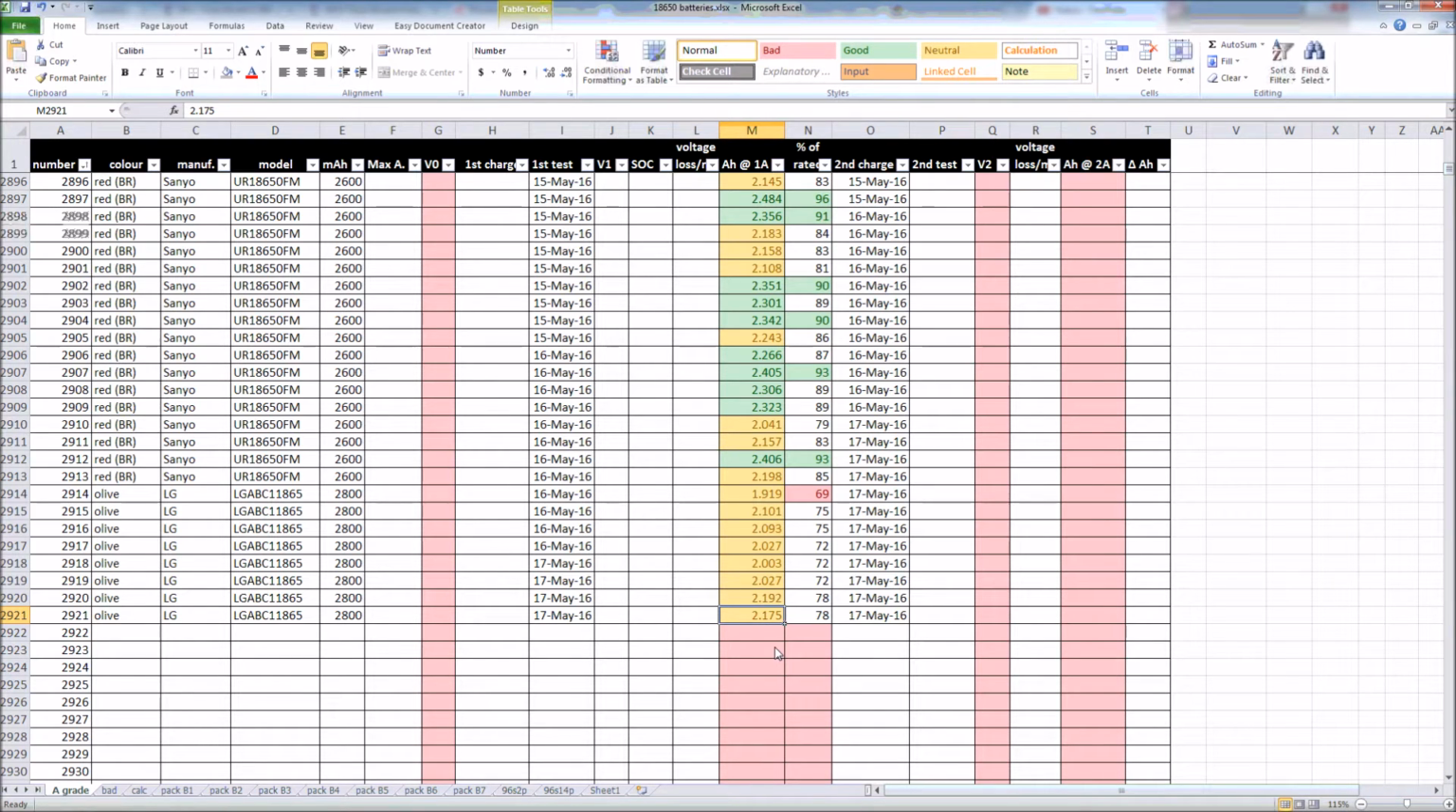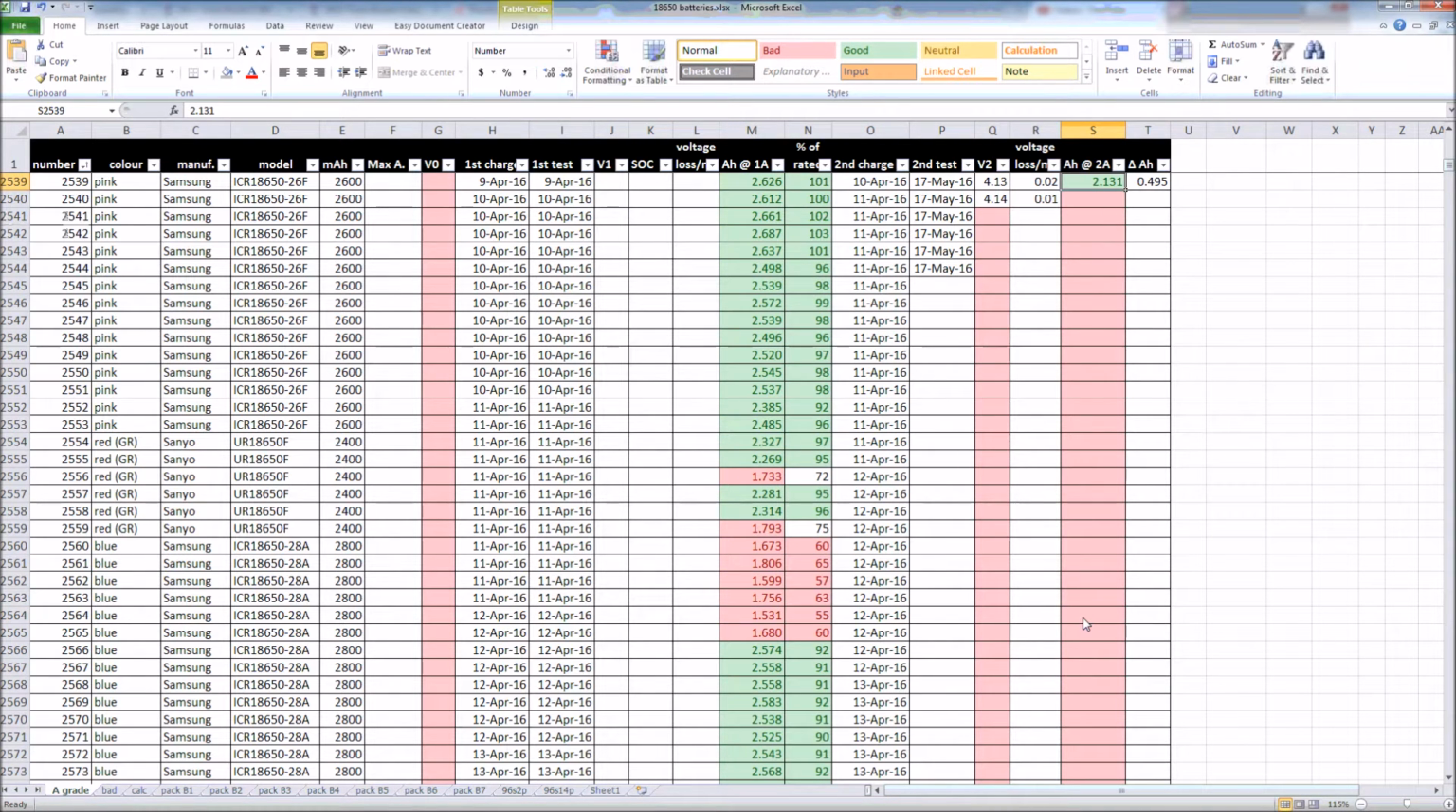Now, I've tested far more than that, because any cell that resulted in a rating of less than 1,500 milliamp hours, I simply set aside. Anything less than 1,000, I discard. So I've tested far more than 3,000 at this point.